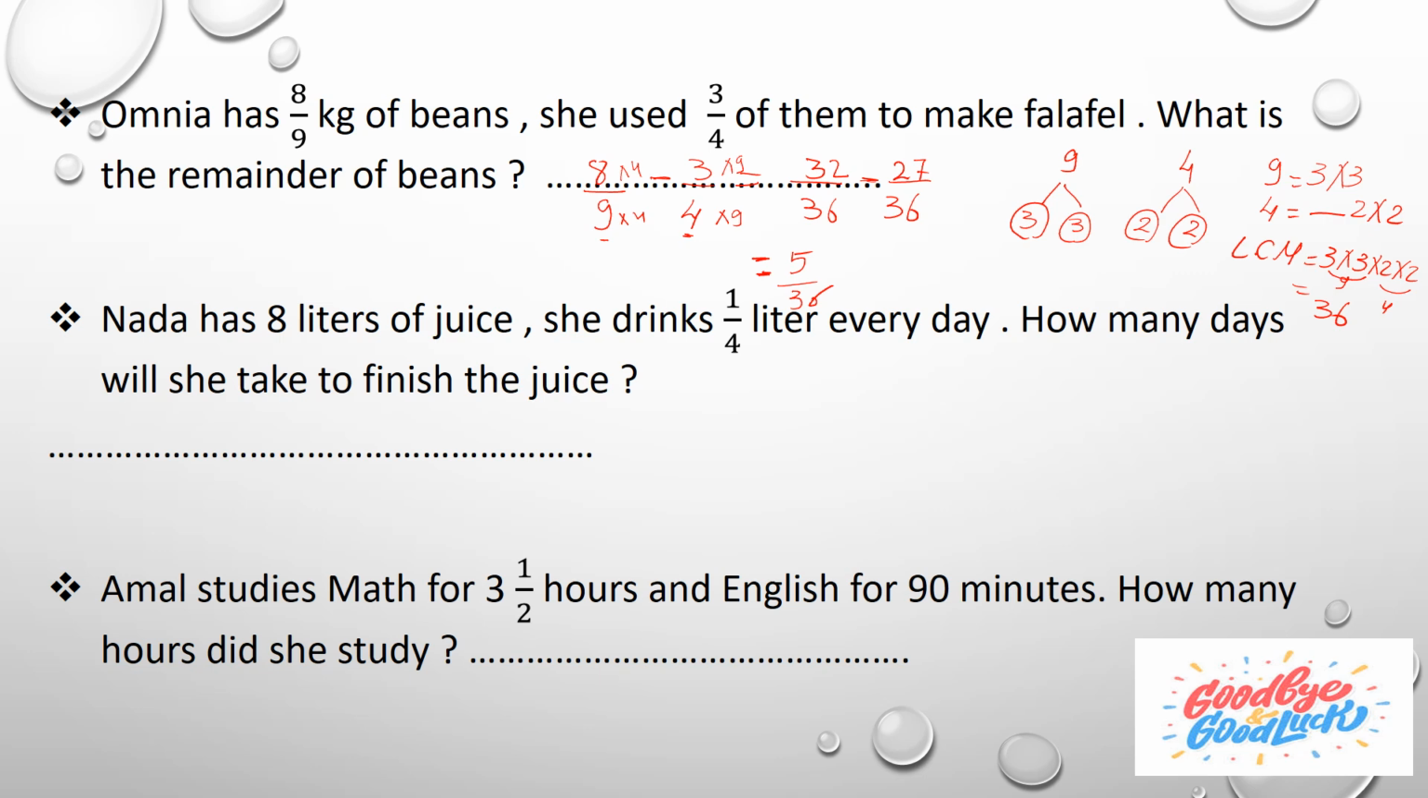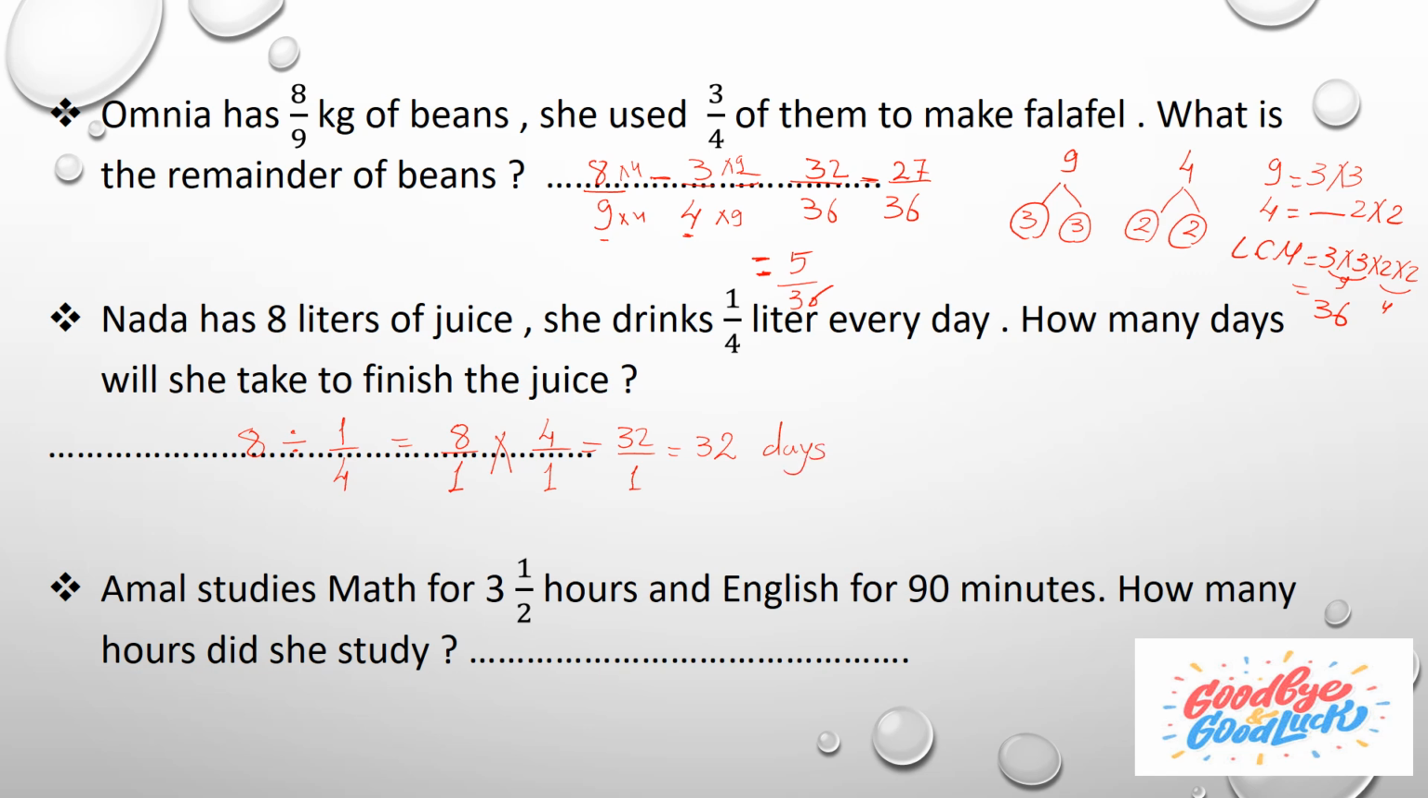Nada has 8 liters of juice. She drinks 1 over 4 liter every day. How many days will she take to finish the juice? It's division: 8 divided by 1 over 4. 8 will be 8 over 1. The division will be times. 1 over 4 will be 4 over 1, the reciprocal of 1 over 4. 8 times 4, 32. 1 times 1, 1. The result is 32 days.